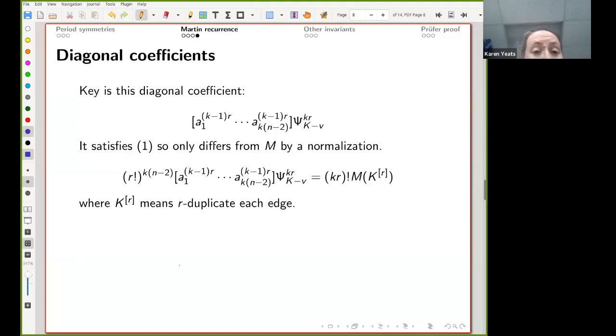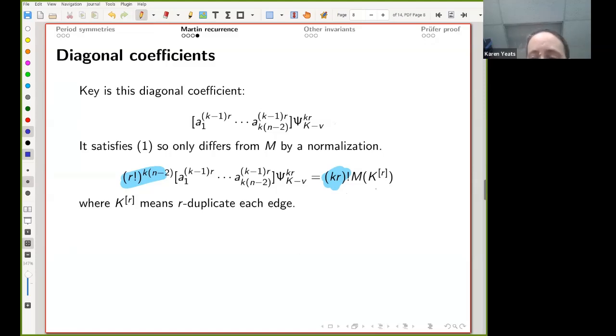And now the key is this diagonal coefficient, that's some number, it satisfies the recurrence 1. And since it satisfies the recurrence 1, it only differs from the Martin invariant by a normalization. And here's the particular normalization that you need. You need a factorial over here and a little factorial over here, but fundamentally, there's always annoying factorials in this story, so you can just basically ignore them. Fundamentally, this diagonal coefficient is essentially giving you the Martin.